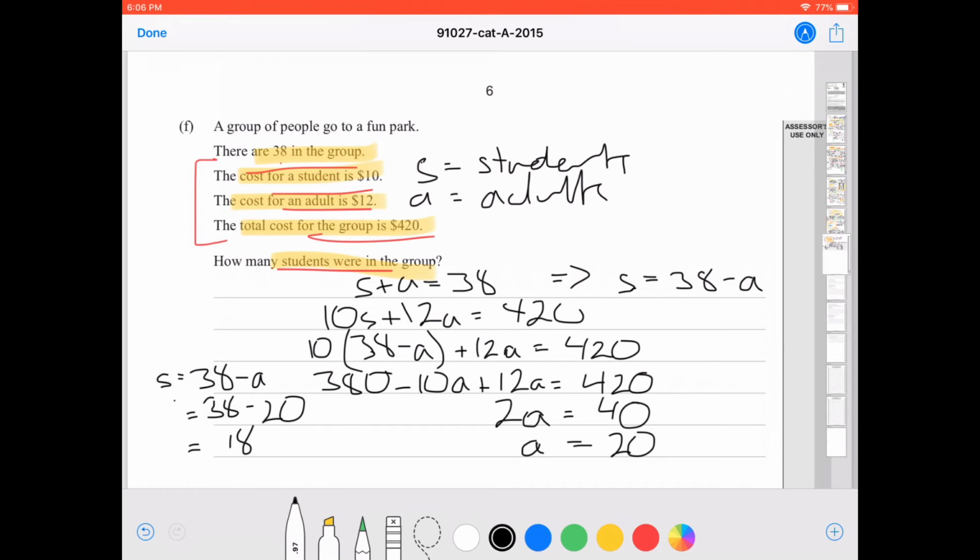Okay, here, solution found gets you an excellence. Your merit is one variable eliminated, so this step here, we eliminated S. And your achieved is one equation formed, so these are our two equations. You probably did S plus A equals 38 first, that gets you an achieved. If not, 10S plus 12A equals 420 also gets the achieved. Okay, and that's us for question 2. Let's move on to question 3 now.